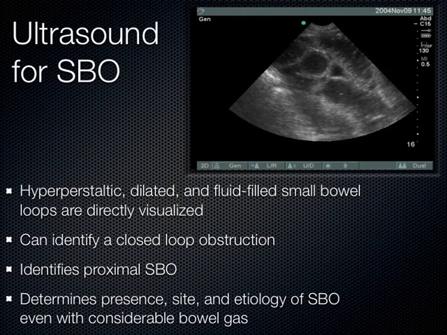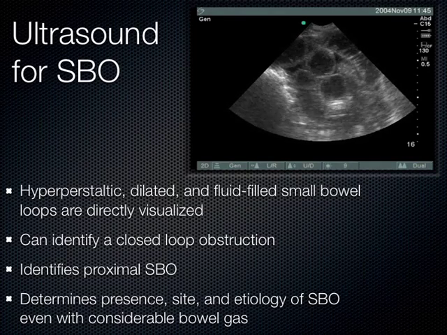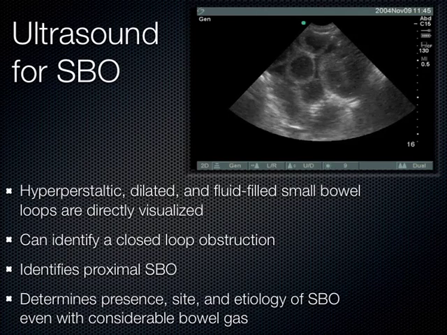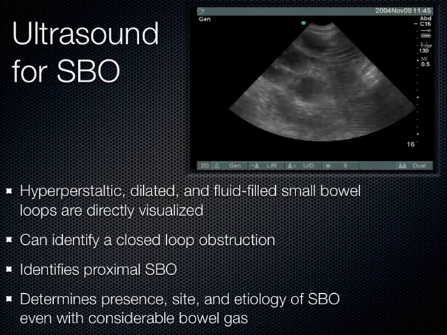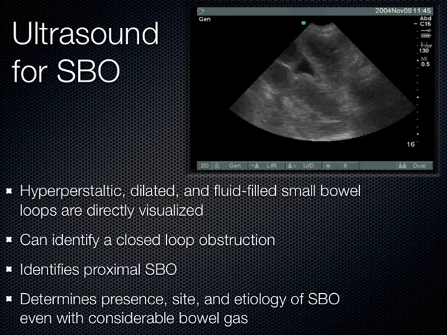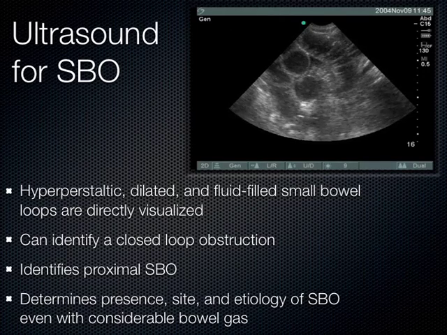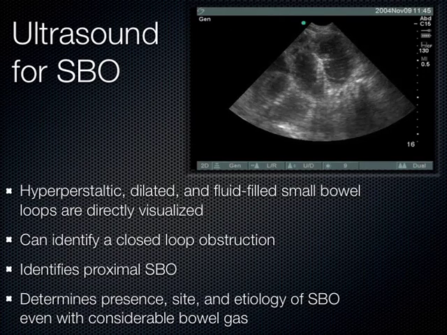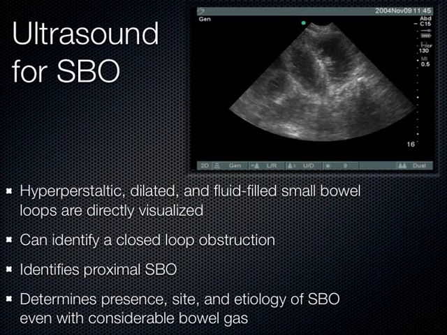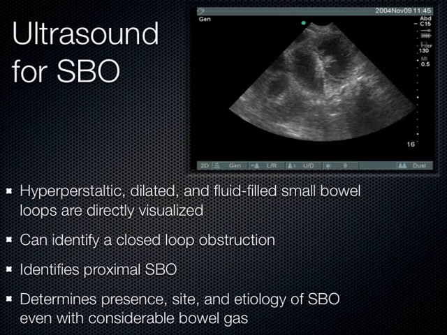And also there's something called a closed loop obstruction. You know what that is? A closed loop obstruction is where you have small bowel that's been twisted on both ends, and there's a section in between, a closed loop, where there's no air. It's just a small bowel obstruction without air in it. And without the air, you don't get the air fluid levels you see on an x-ray.